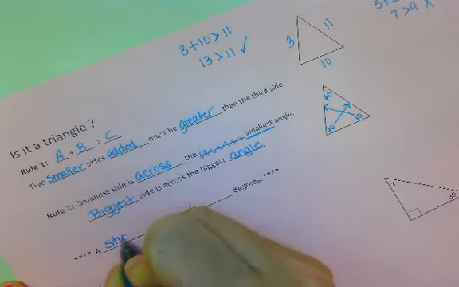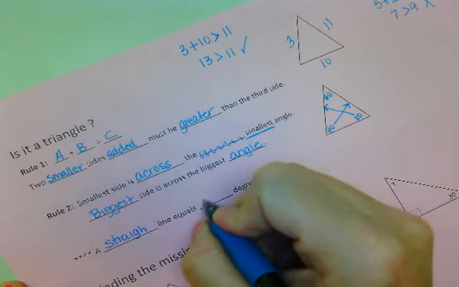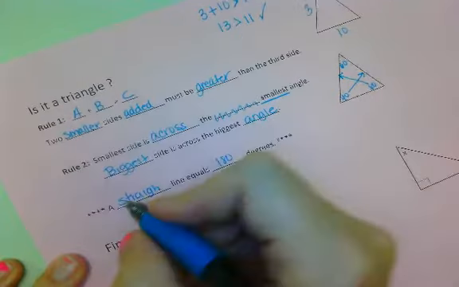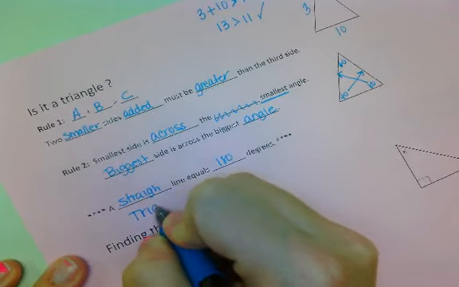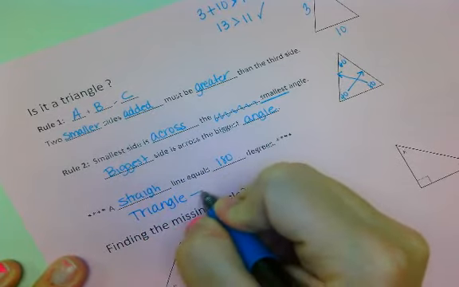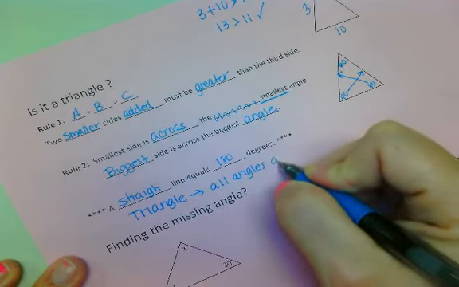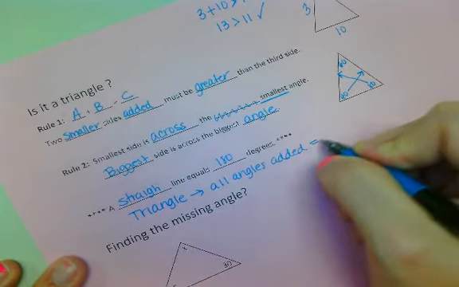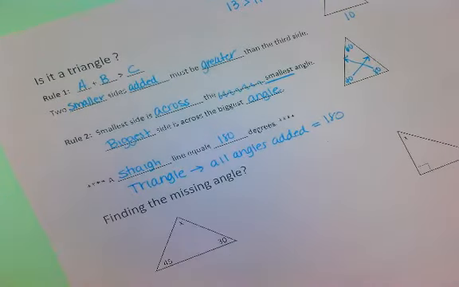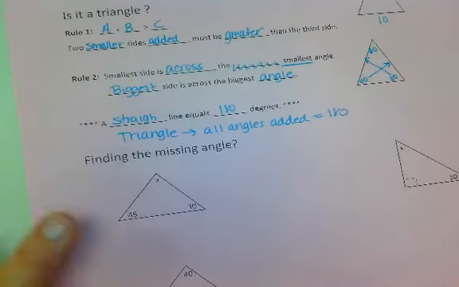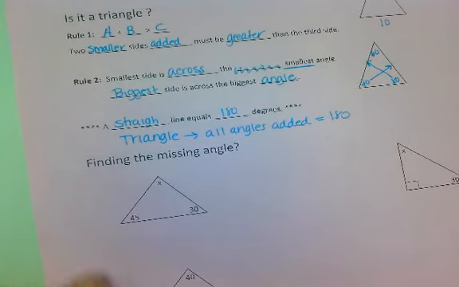All right, last two things. One we've already discussed, but one I'm going to tell you here. A straight line equals 180 degrees, and then a triangle, which we talked about earlier: all angles added equal 180. That's very important when we start finding the missing angle. We know we're going to add all of our angles up, and it's always going to equal 180 because a triangle always equals 180.